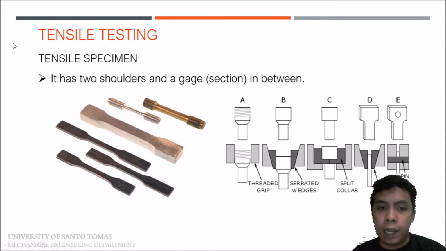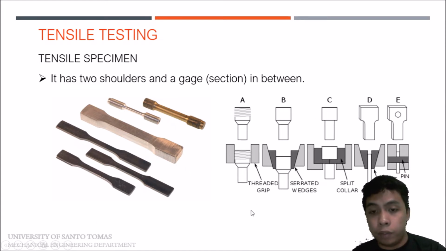So pag-aralan natin yung mga different types of shoulders na ginagamit natin. So you can see we have 5 types of shoulders na ginagamit. We have threaded grips. So yung threaded grips, kapag threaded din yung ating part dun sa machine na nag-hold sa kanya. We have serrated wedge. The serrated wedge, yun yung parang pangkalang, no? Para pag hinila mo siya, hindi siya matatanggal.